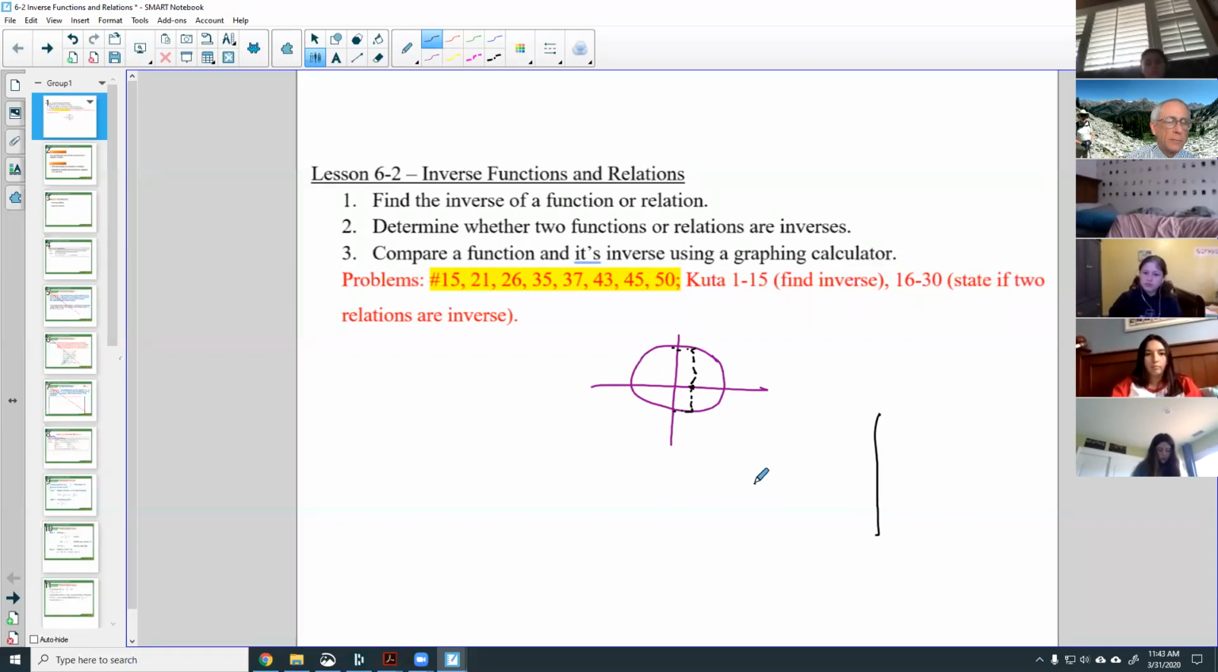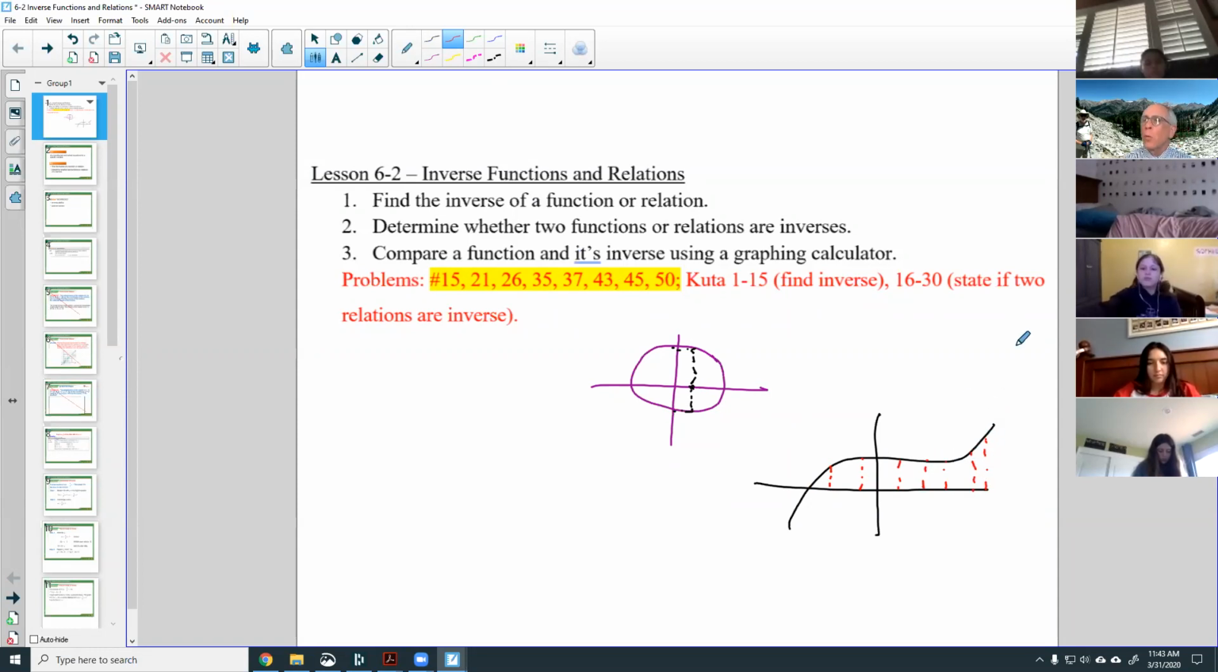A function maybe looks something like that, where if I put in an x value, I get a y value, but I only get one y value. Every place I put in an x, I'm only getting one and only one y.